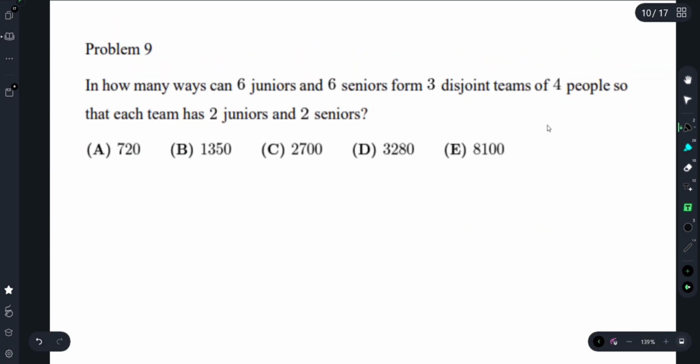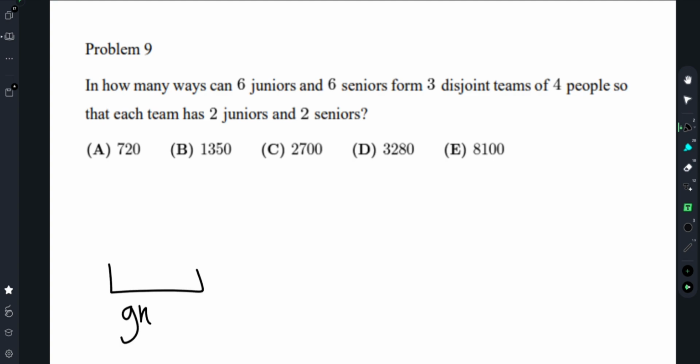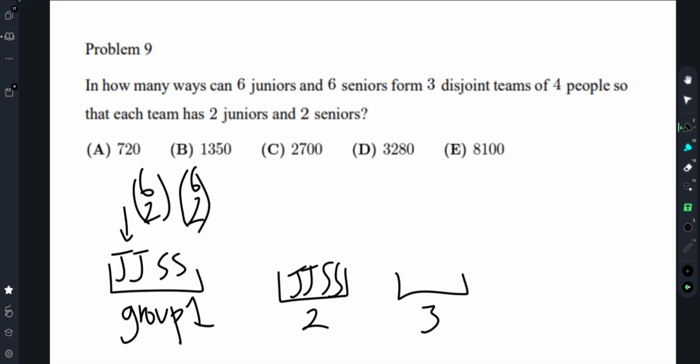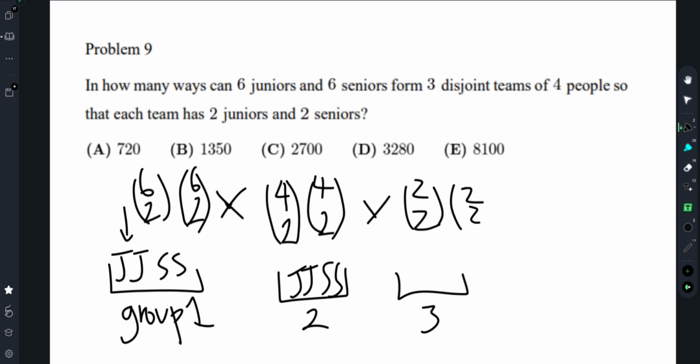Problem 9. In how many ways can 6 juniors and 6 seniors form 3 disjoint teams of 4 people so that each team has 2 juniors and 2 seniors? Let's say this is group 1. This is group 2. This is group 3. For group 1, out of the 6 juniors, we need 2 juniors to join the team. So 6 choose 2 ways. And we need 2 seniors to join the team. 6 choose 2 ways. And for group 2, junior, junior, senior, senior, there's 4 juniors left to choose from, and we need to choose 2. And like here, 2 choose 2, 2 choose 2.